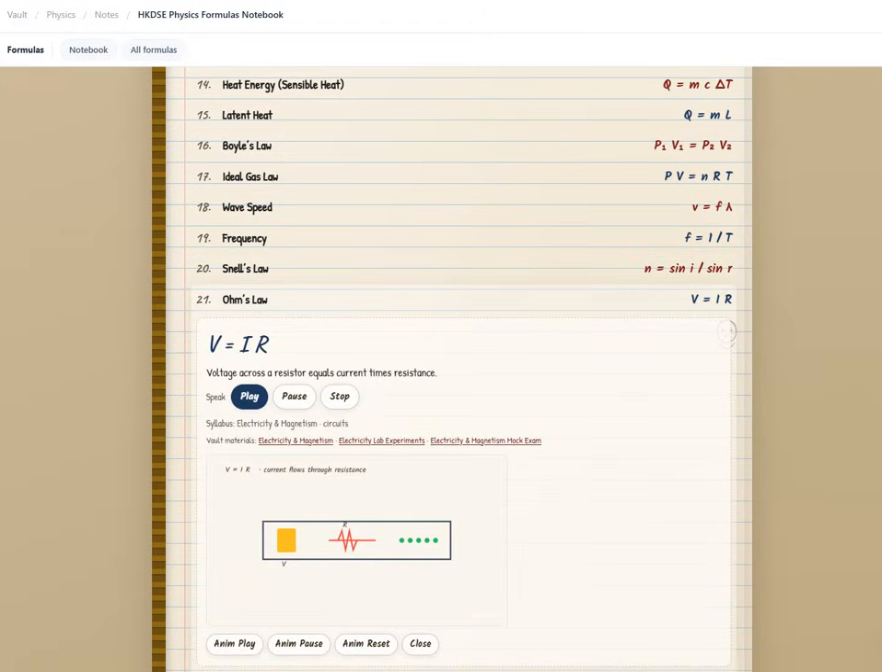Ohm's law, V equals IR. Voltage across a resistor equals current times resistance. Current flows through resistance, voltage equals I times R.